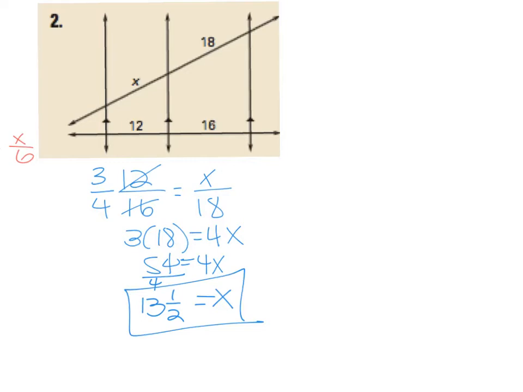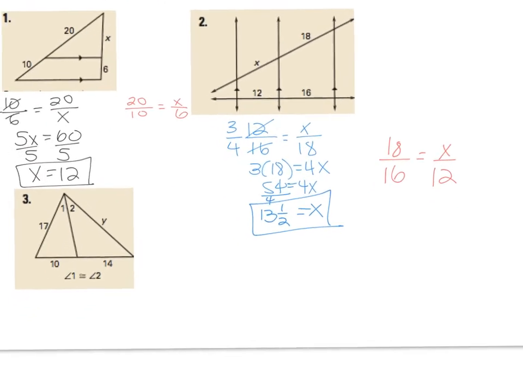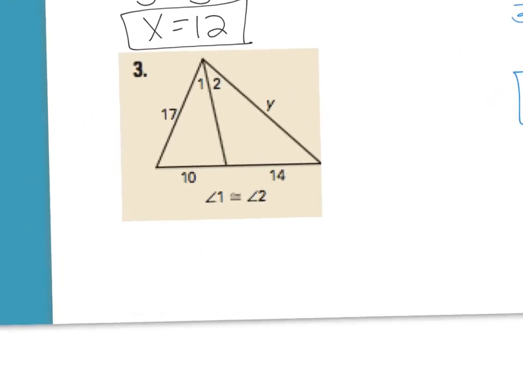Any other questions on it? So did anybody set it up differently? What did you set up, Madison? 18 and 16 equals x. Okay, that works. Should have gotten the same answer, right? And these are the ones, remember, you're giving the length of a segment, so you don't want these to be improper fractions. You want these to be mixed numbers or decimals. So that could have also been 13.5.